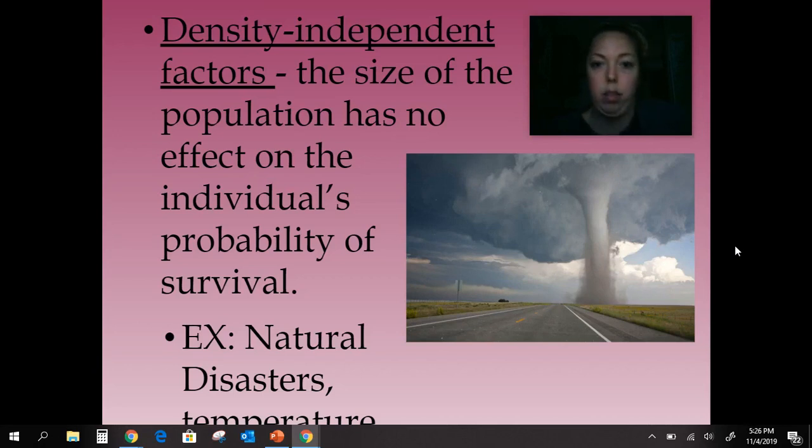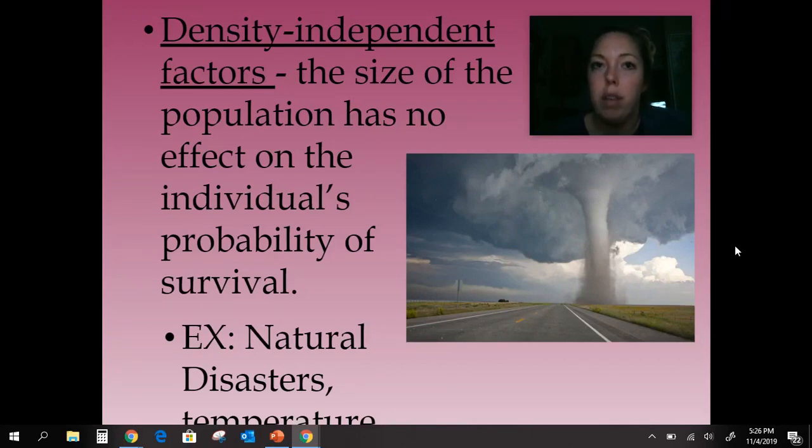This is when the size of the population has no effect on the individual's probability of survival. An example of this would be a natural disaster, temperature, stuff like that. So a tornado, right? It can uproot and kill a large number of trees in an area. However, a tree's probability of being killed does not depend on whether it resides in a forest with high or low density of other trees. No matter what, if a storm goes through, a tornado or something like that, it's going to kill all of them. It's not dependent on the population density of the trees.